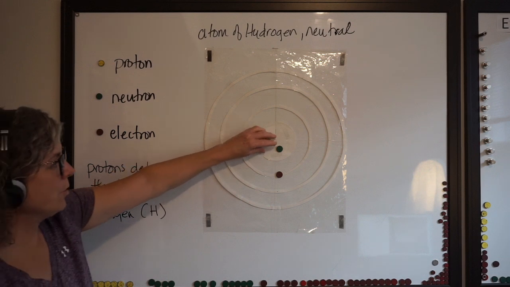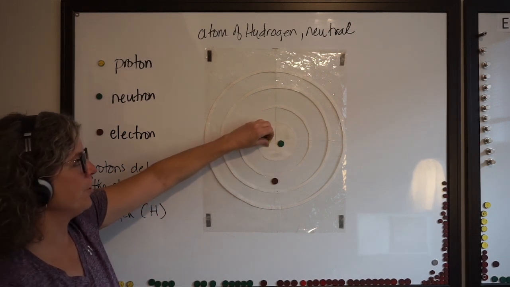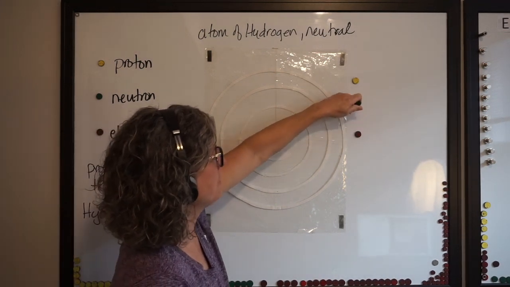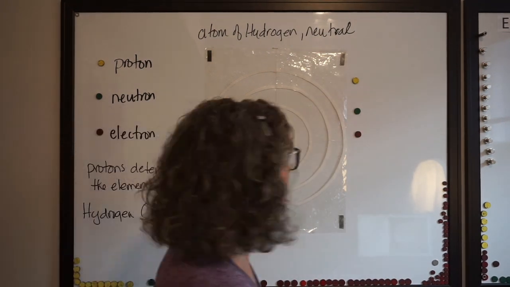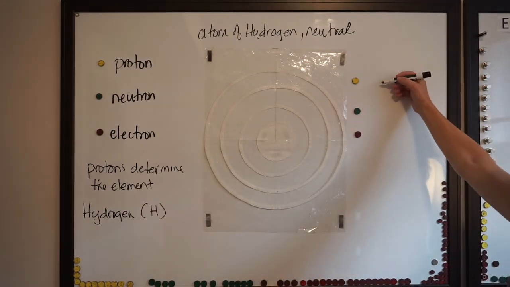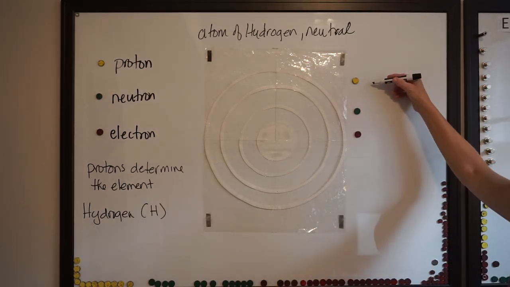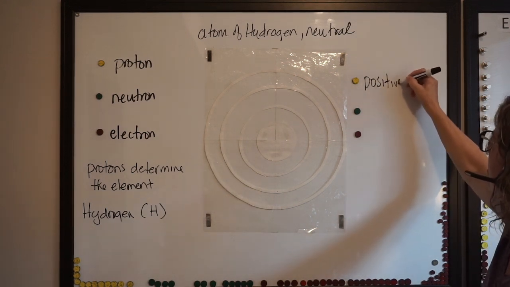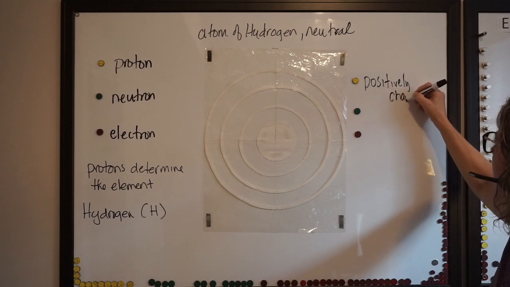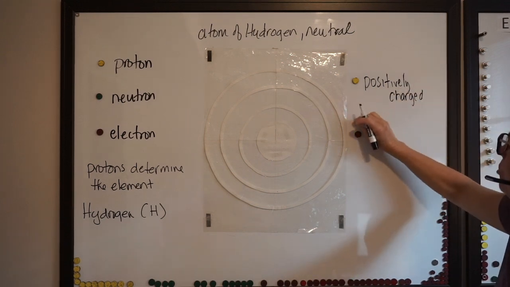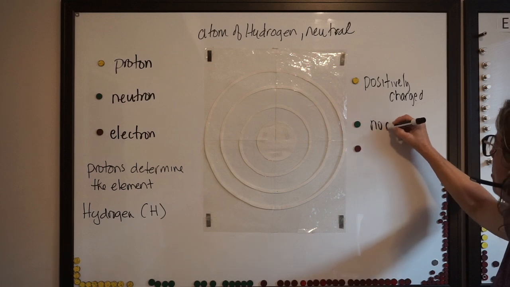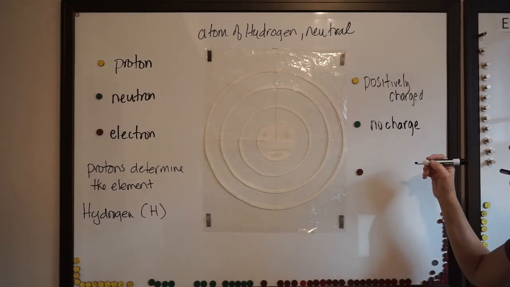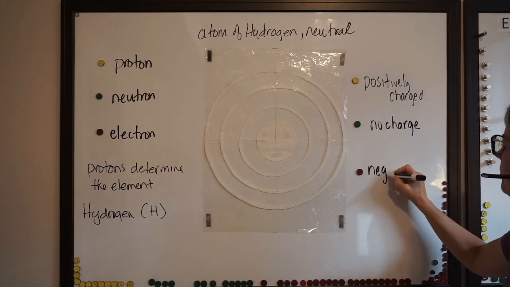Okay, for determining if something's neutral, we need to first look at the charges that our subatomic particles can have. Okay? So recall that our yellow magnet is a proton, and it is positively charged. Okay? A neutron has no charge. An electron is negatively charged.